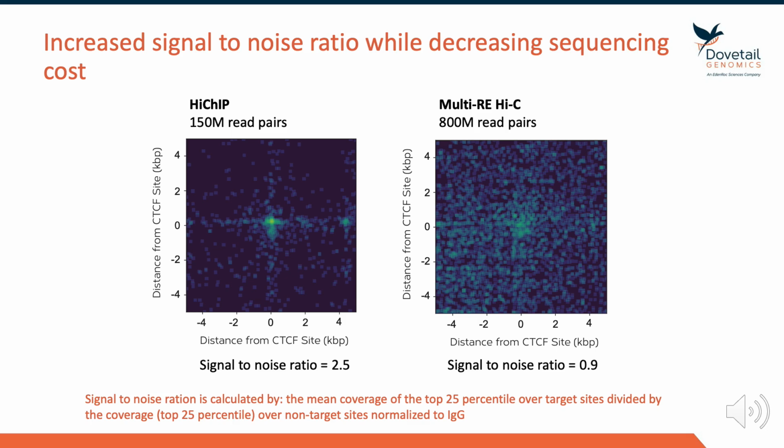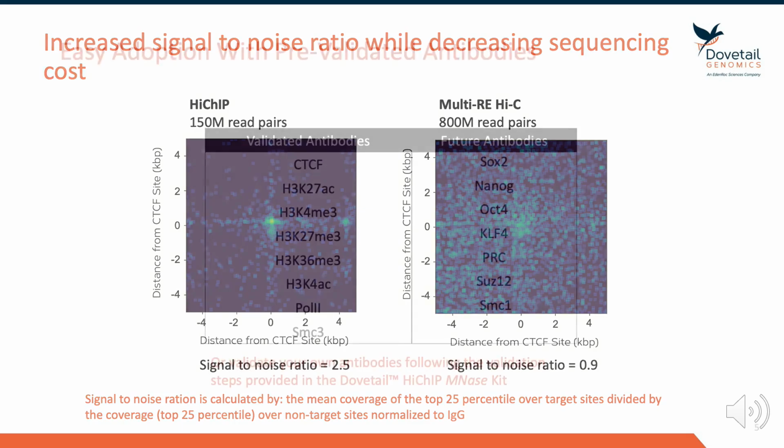And if you were to calculate the signal-to-noise ratio based on coverage at target sites versus away from those target sites, you can see that the HiChIP data has a signal-to-noise ratio of 2.5, where the multi-restriction enzyme approach that we're displaying here only has a signal-to-noise ratio of less than 1.